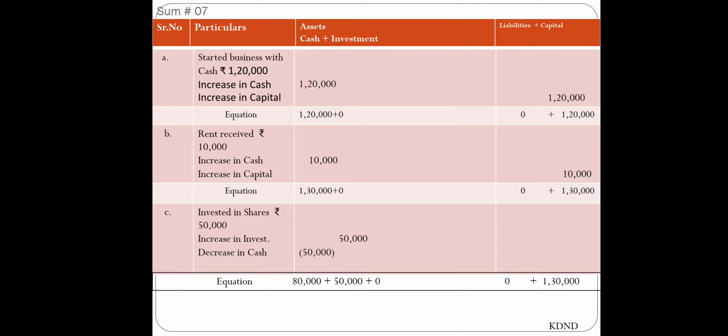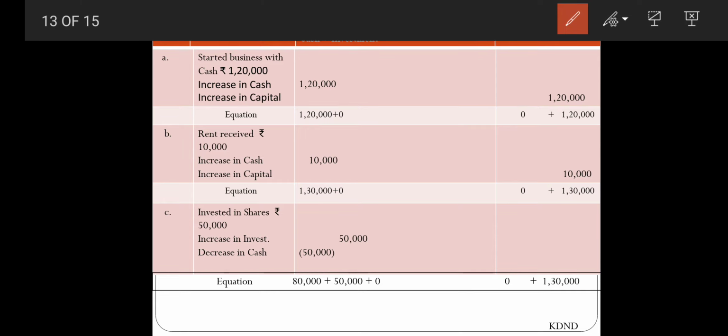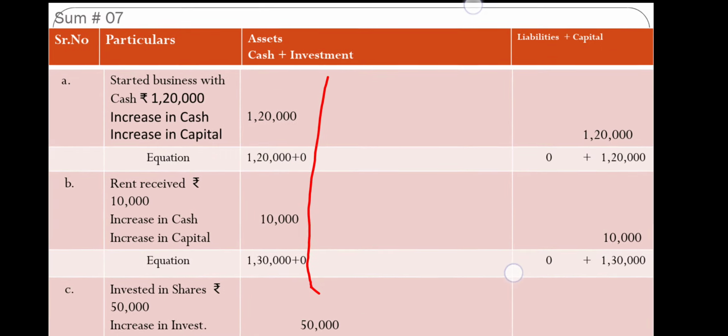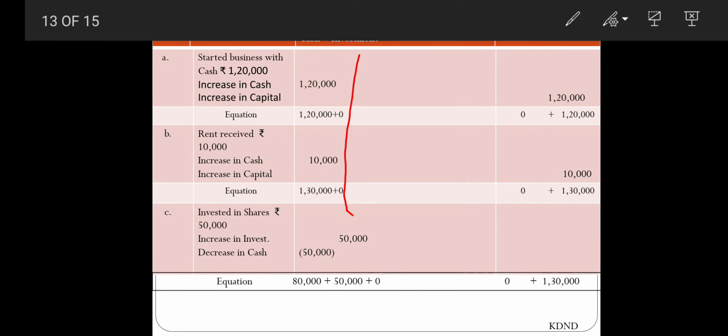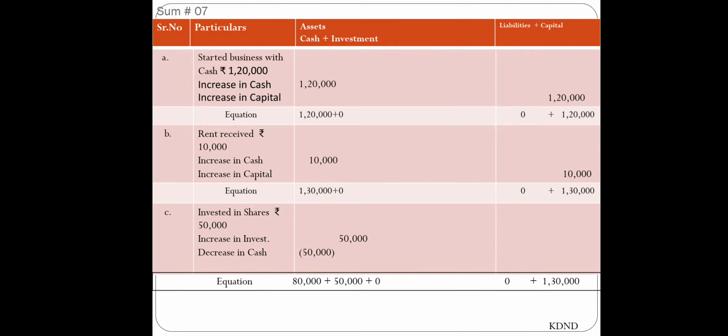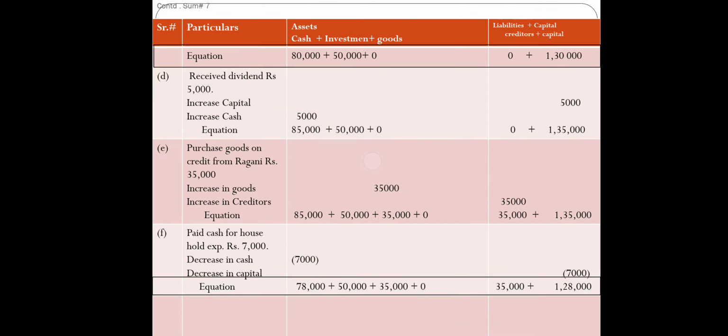Then investment in shares. When you are investing something in shares, it increases the investment column on the asset side. You can see I have drawn investment as a new column over here, and at the same time your cash will decrease, because we are making a payment for the investment. So the ultimate totals are 80,000 plus 50,000, and this will give you 1,30,000 on both sides.